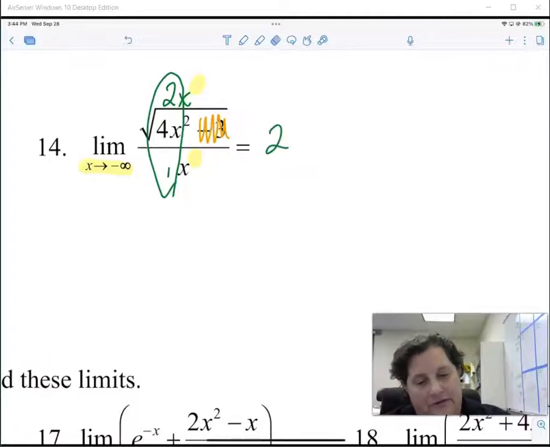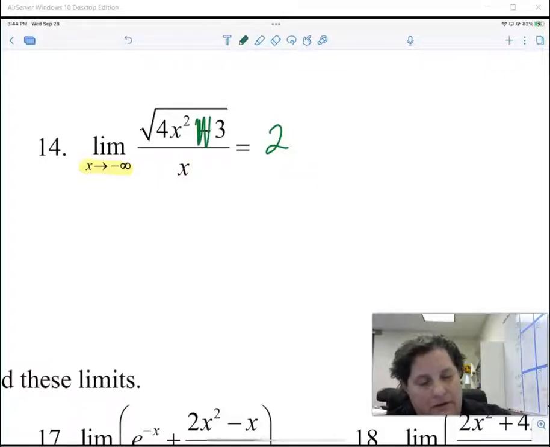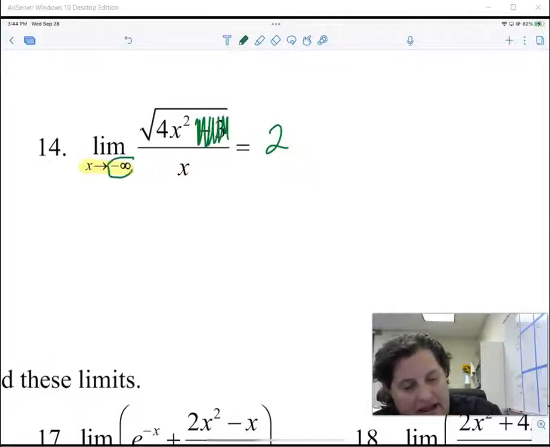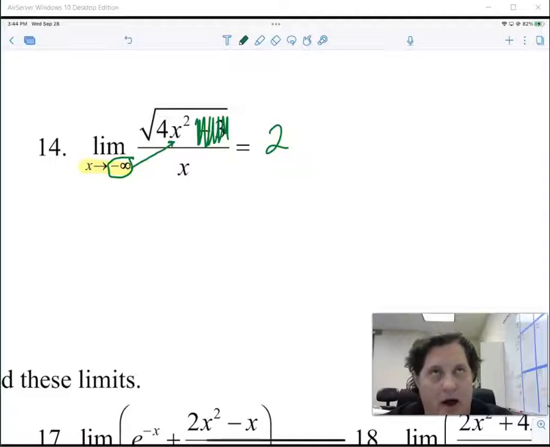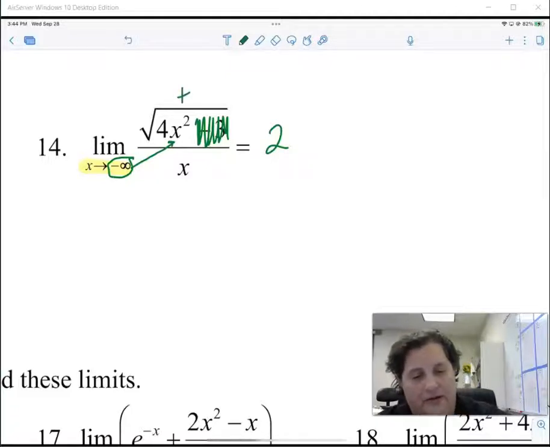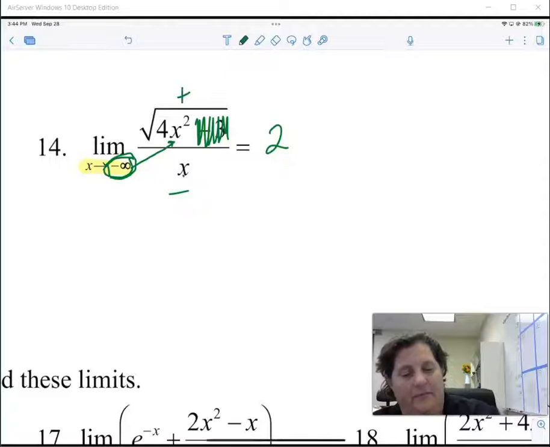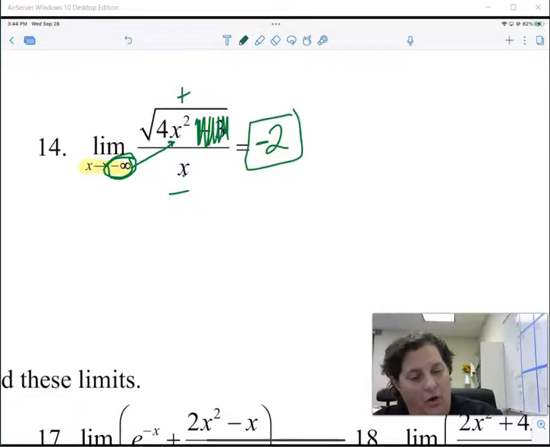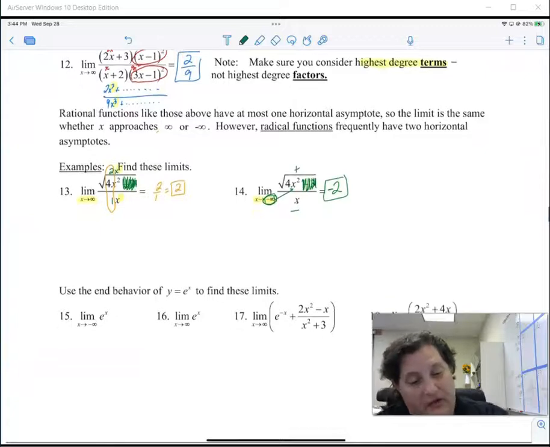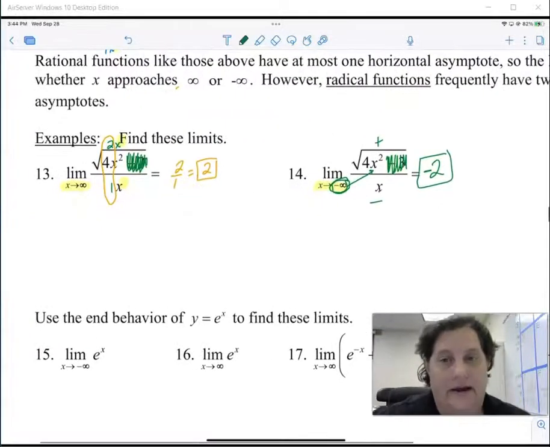But here's what happens, okay? Because I did the square root of a squared, right? Okay, I'm still ignoring that. If I take a negative infinity squared, that's a positive. The square root of that is a positive. And if I take a negative infinity and put it down here, I get a negative. Positive divided by negative is negative. So, for this particular equation, on one side it goes to positive 2, one side it goes to negative 2.